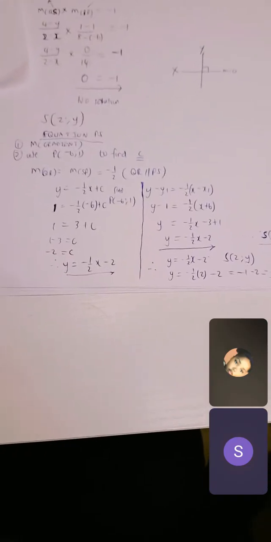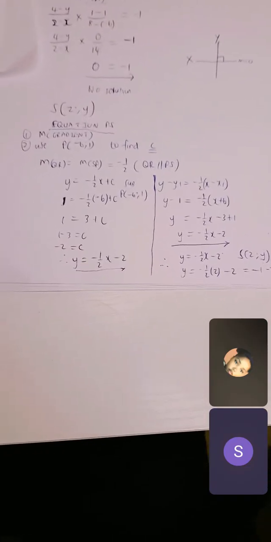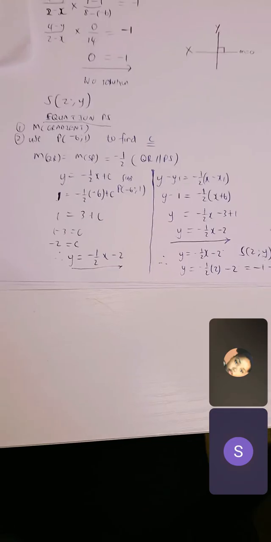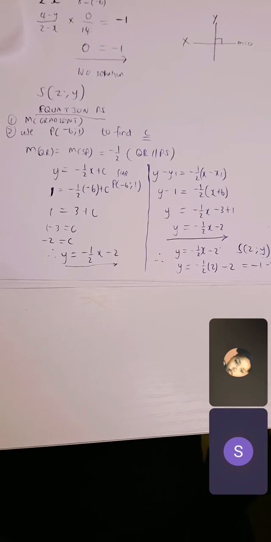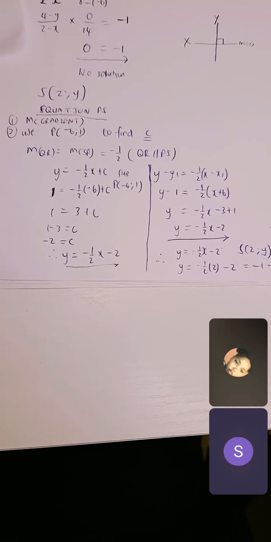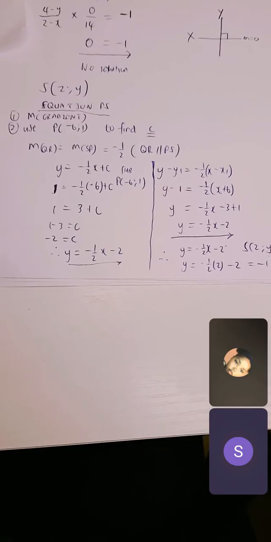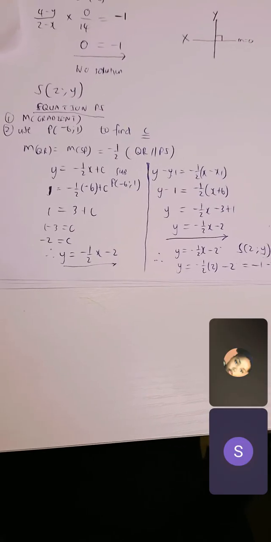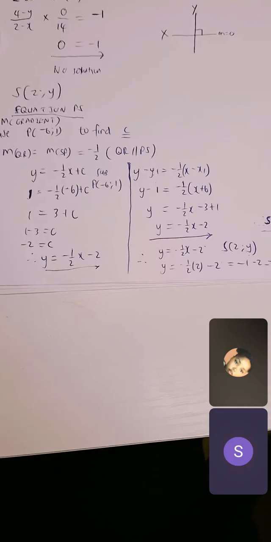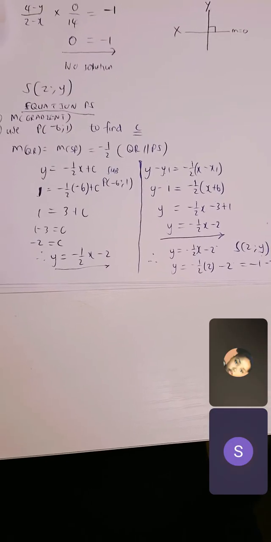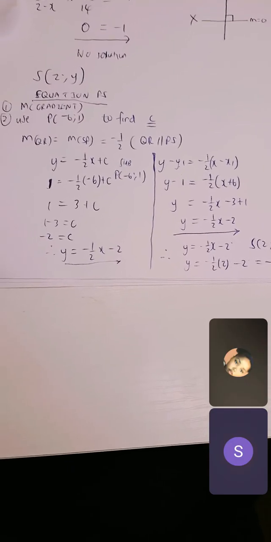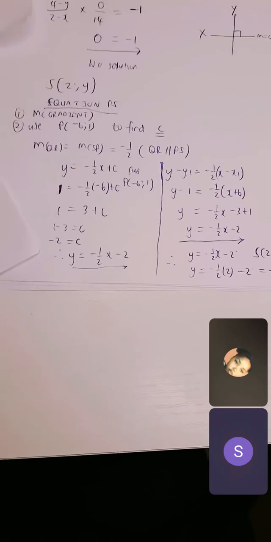I hope we've gotten at least an understanding of it: a horizontal line and a vertical line are perpendicular, which also means the horizontal line has the same y values and the vertical line has the same x values.